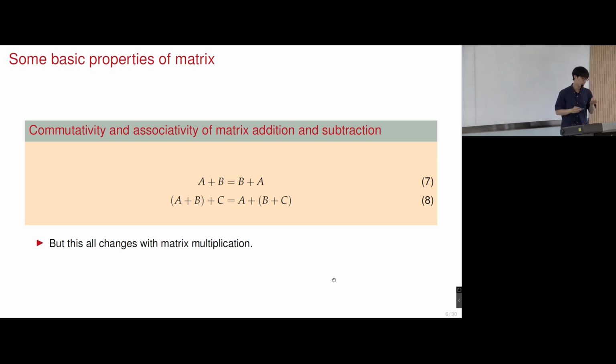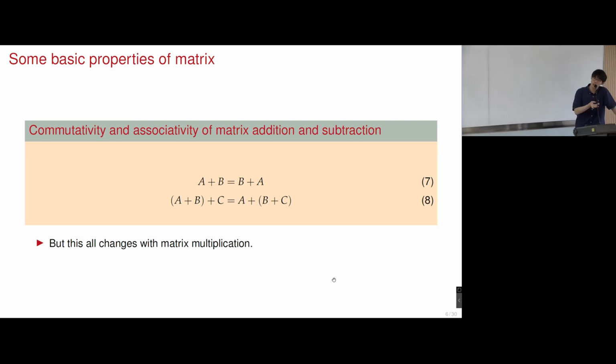So we know how addition and subtraction works, and let's talk about some very nice basic properties of addition and subtraction, which are called in mathematical terms commutativity and associativity. So what does this mean? Commutativity basically means you can switch the operation and still get the same value. So in the first one, you can see that A plus B is the same as B plus A, which means that you can switch the matrices.